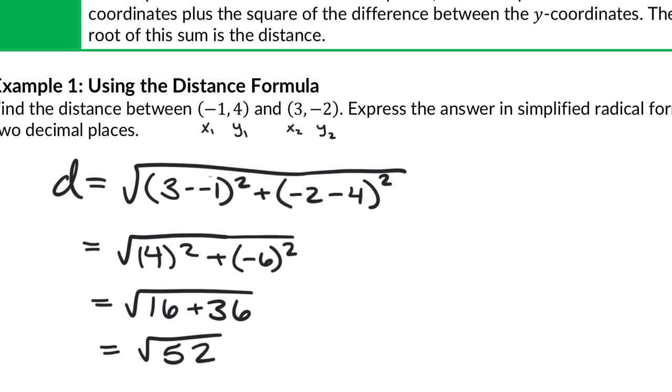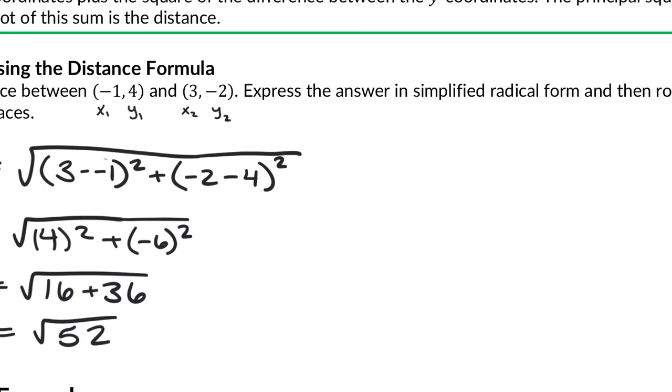Is 52 a perfect square? No. 49 is the perfect square that's less than it, and then 64 is right above it. So we do have to actually break this number down. If I break the number 52 down using a factor tree to its prime factorization, the first thing I notice is that 52 is divisible by 2. It's 2 times 26. 26 can be broken down to 2 times 13. Can any of those numbers be broken down anymore? No, those are prime numbers.